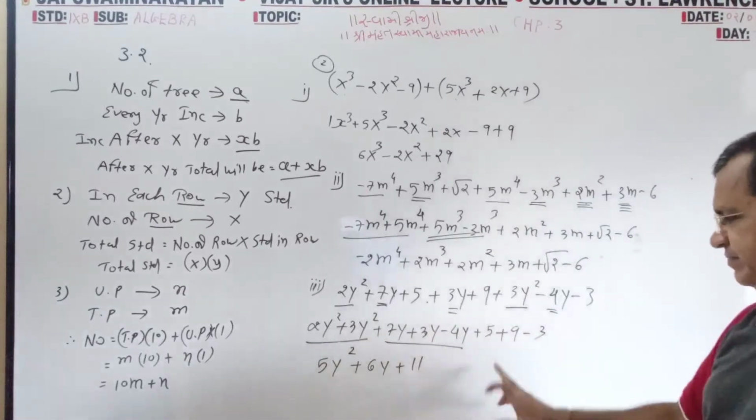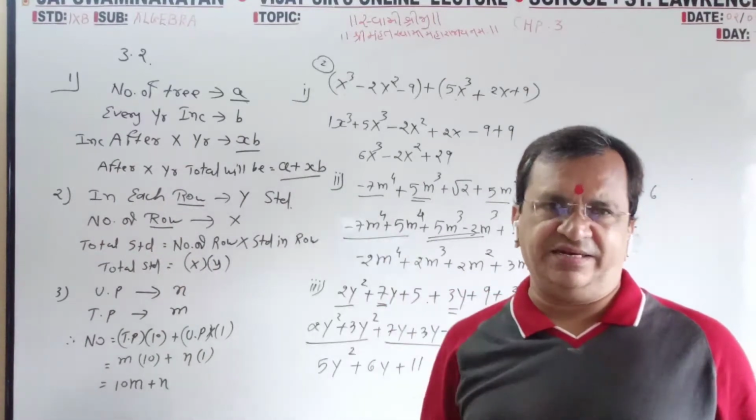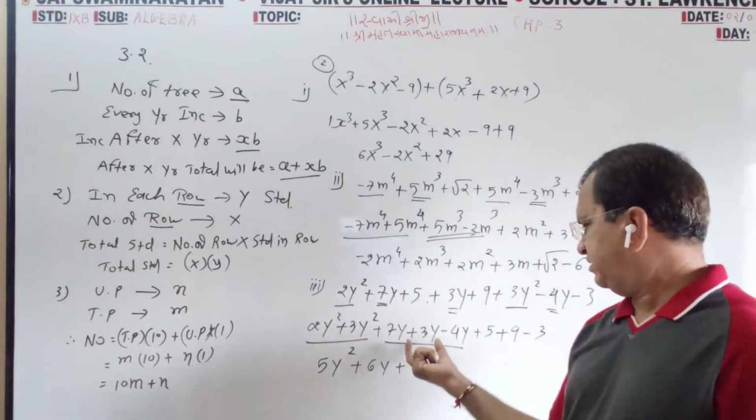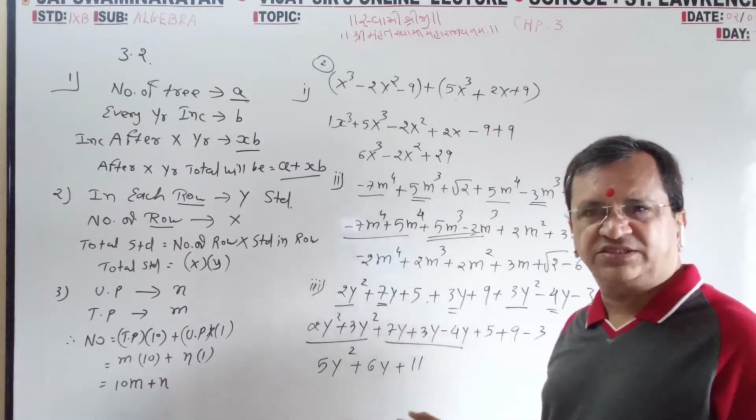Bigger figure sign. So just write in a single line, then collect from higher power. 2 power, 1 power, without power means 0 power. Then add and subtract.